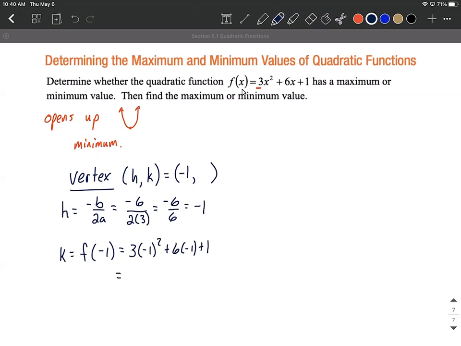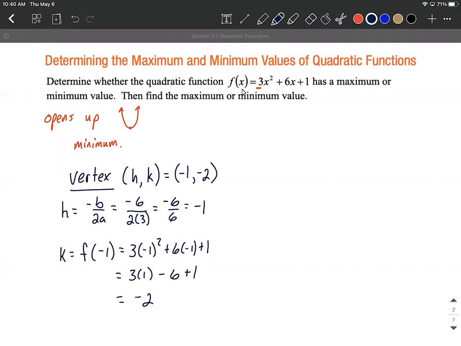A little bit of simplifying down here. We have 3 times 1 minus 6 plus 1. 3 minus 6, negative 3 plus 1 makes negative 2. So our y value is going to be negative 2. So that's where the vertex is as an ordered pair.